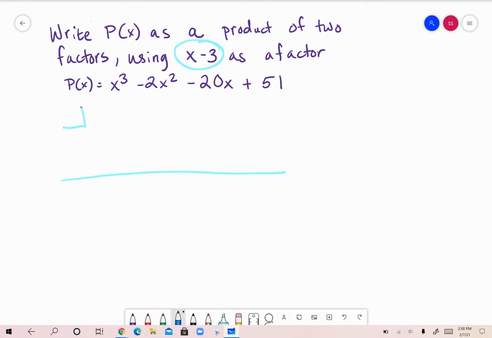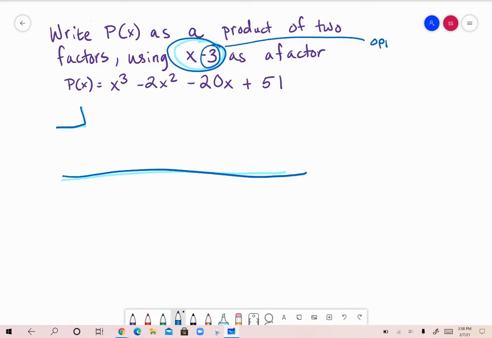So let me just draw that out better. But we use the opposite number. Remember, opposite. Or you could say opuesto. So that would be, it's a negative 3 and minus 3. So opposite is positive 3. So I'm going to put positive 3 in there.